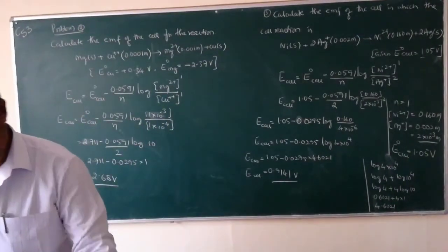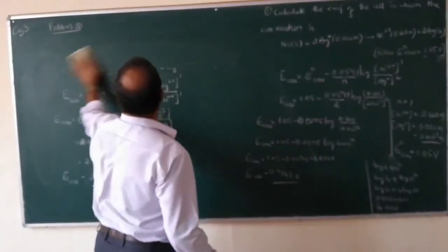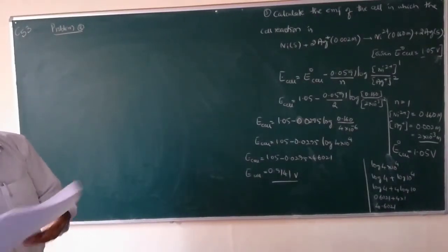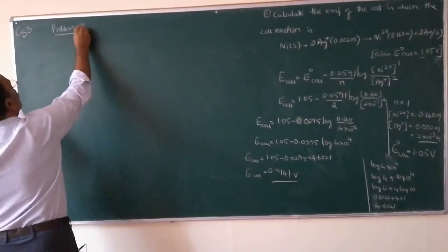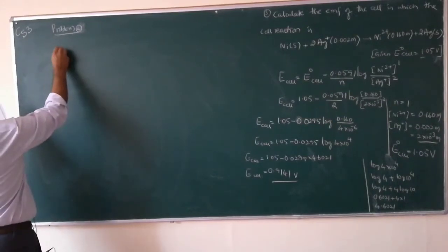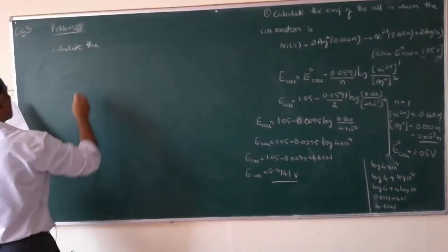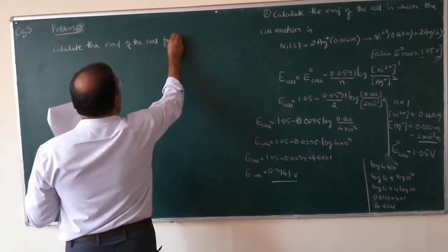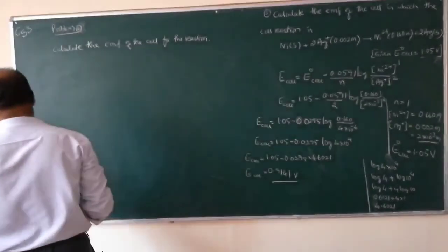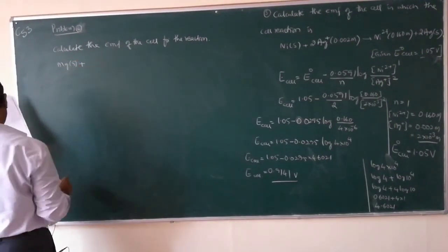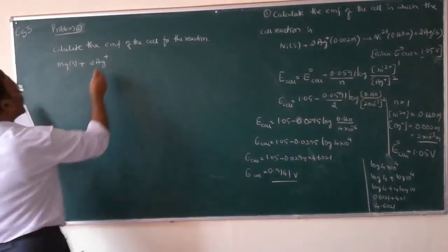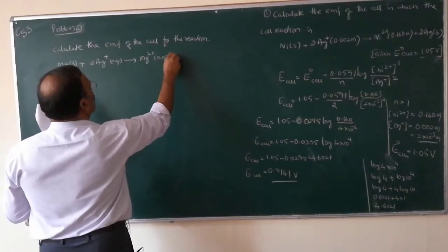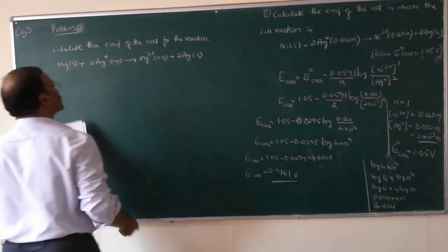So here is a problem for your homework. Problem number 4, calculate the EMF of the cell for the reaction: Mg(s) plus 2Ag plus (aq) gives Mg2 plus (aq) plus 2Ag(s). So it is a cell reaction.